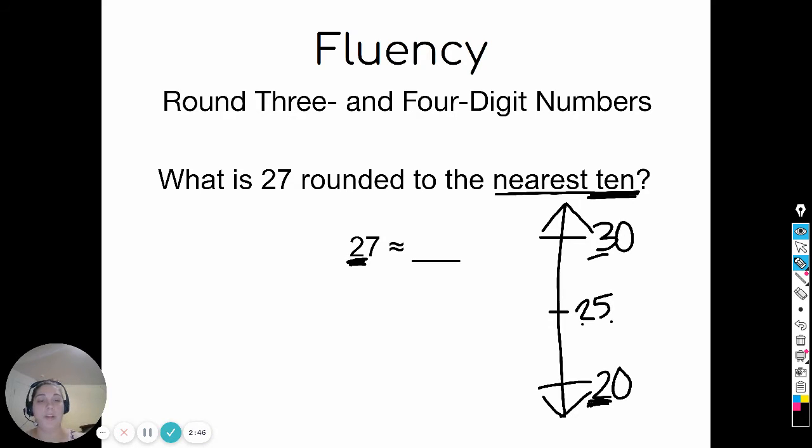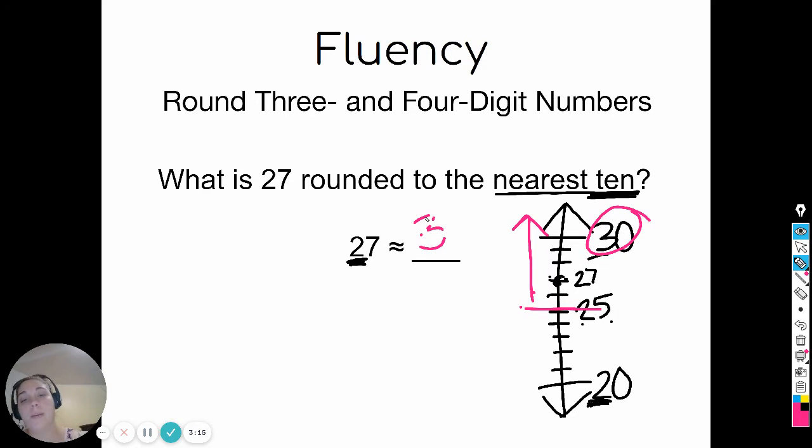Now we need to figure out where 27 goes. 20, 21, 22, 23, 24, 25, 26, 27, 28, 29, 30. I'm going to put a point right there on 27. You can see that 27 is above the halfway point, which means we round up to the number on top, which is 30. So, what is 27 rounded to the nearest 10? 27 rounds to 30.